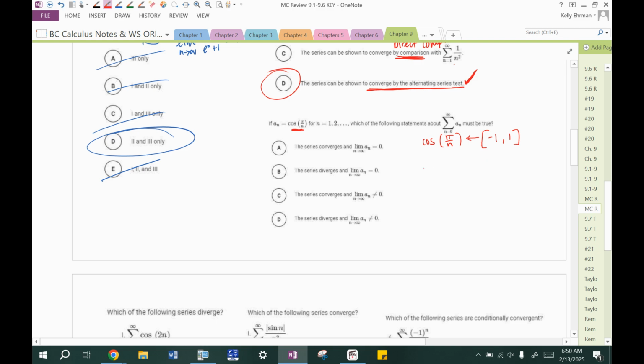then yeah, the nth term test is going to say the limit as n approaches infinity of these terms, you're always going to be, in the end, either adding 1 or subtracting 1. So that's got to diverge because that limit is not equal to 0. So that's nth term test, right? All right.